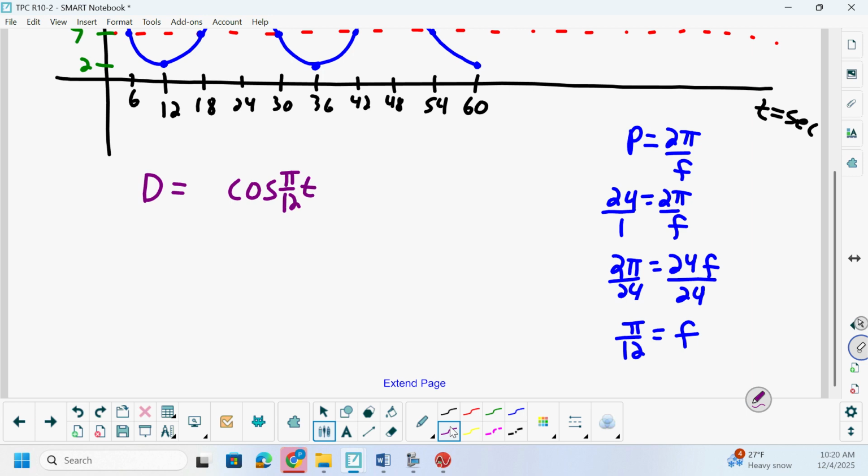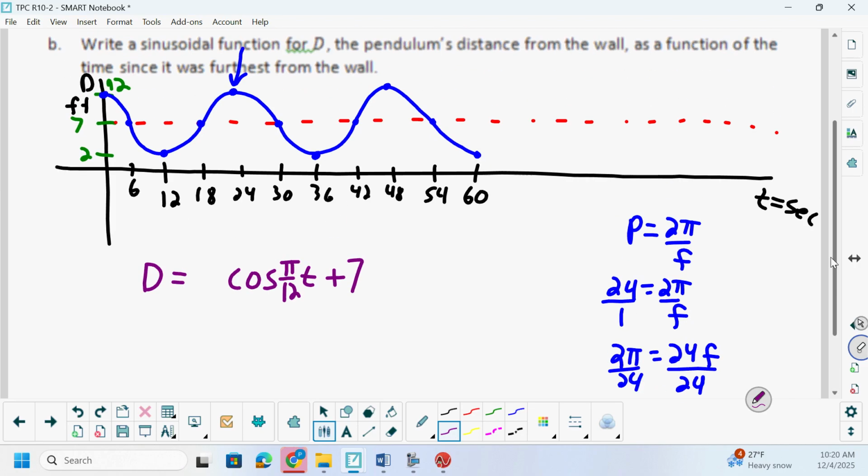Our wrap line should go on the end, so we're going to have a +7 at the end. And then out front, our first point is 5 above the wrap line. So therefore, we should have a +5 in front of our cosine.